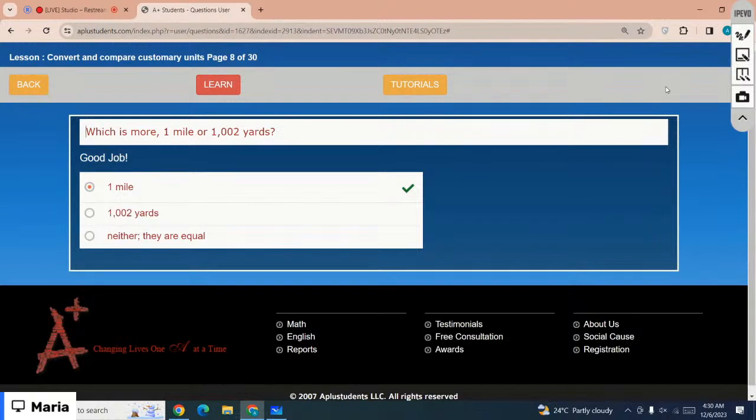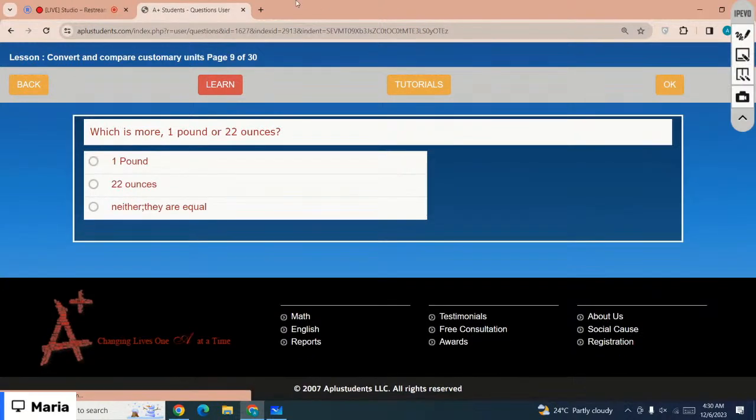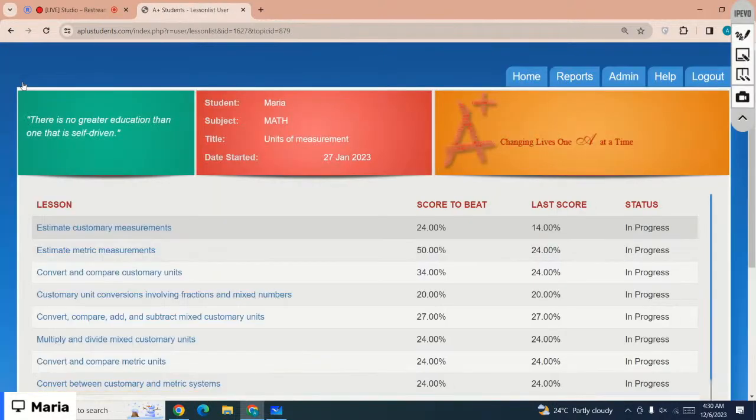Okay, you can complete the lesson by yourself later today. Let me just move on to the next lesson, and the next lesson is customary units conversions involving fractions and mixed numbers. Let's just start with the next lesson.